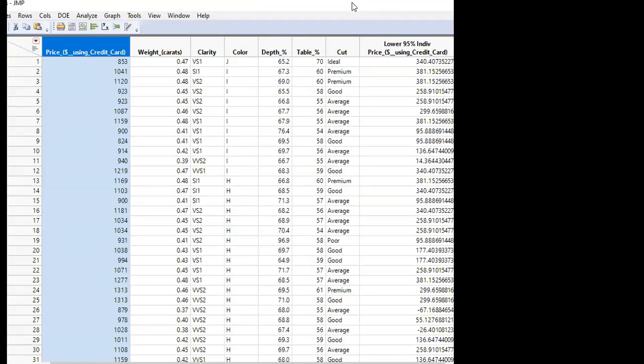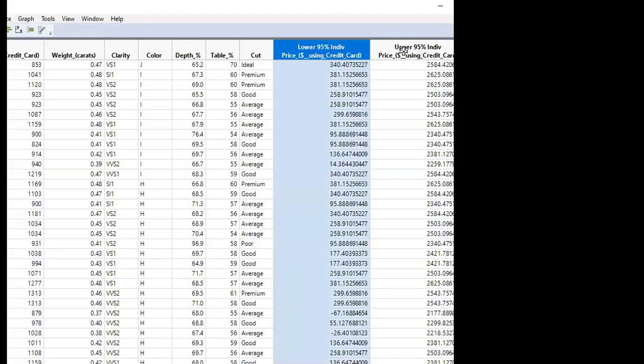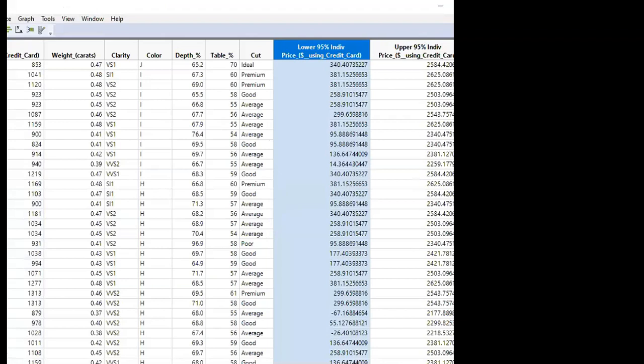look, at the end of the data there are two columns added: lower 95 and upper 95 individual. What does individual mean? Do you see that it says X new? For a specific new value of x, it will give you a specific confidence interval around the new y. So you give a value for x, it gives you a confidence interval around y. These are for already available values, already given prices and weights.